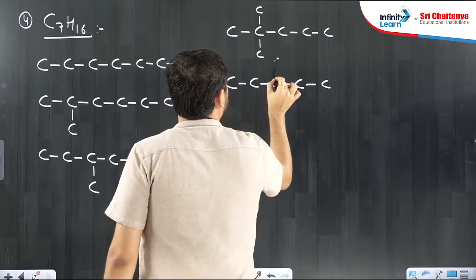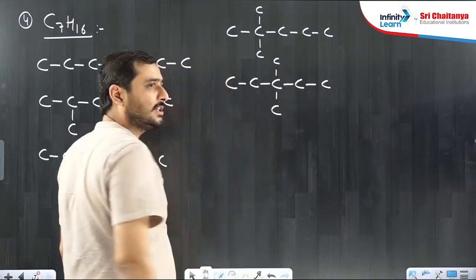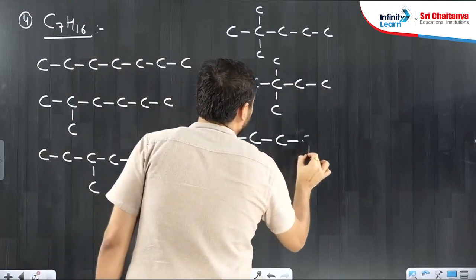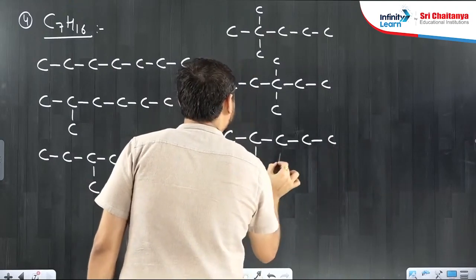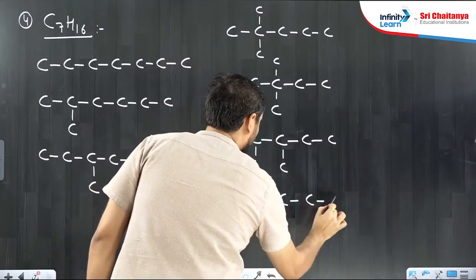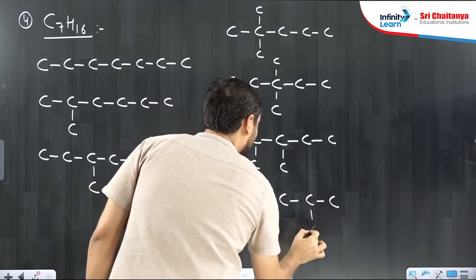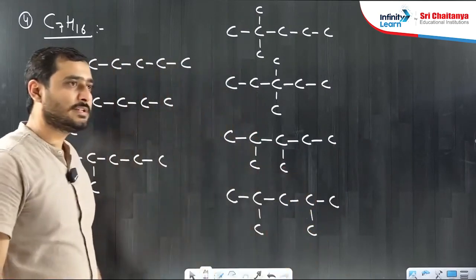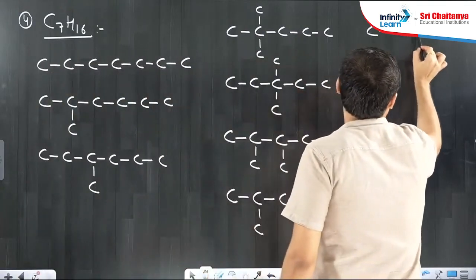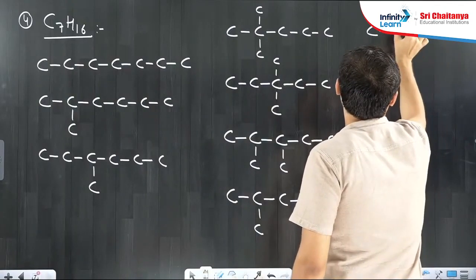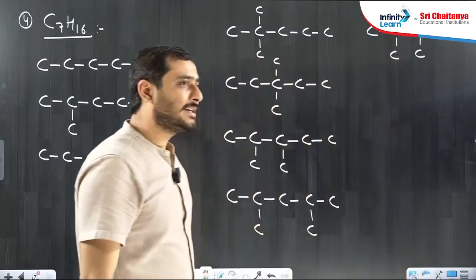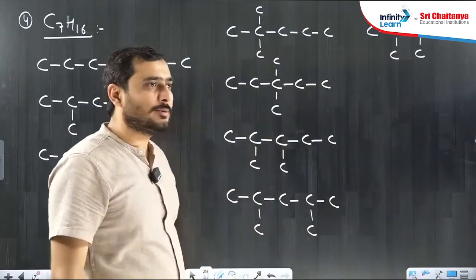Next we can write both methyl are present at which position? Third position. Next we can take 2 methyl on different position. One is second, one is third. Now one is second and one is fourth. Second, fourth. Next we can take 4 carbon atom and how many methyl? 3 methyl. So 2 are present at second position, 1 is present at third position.